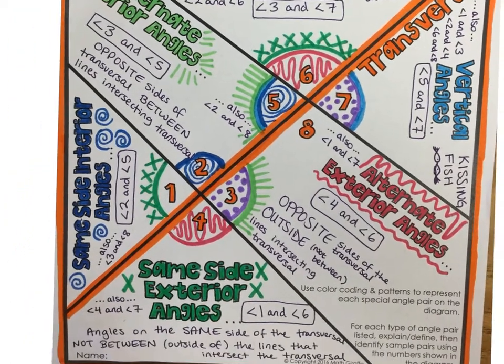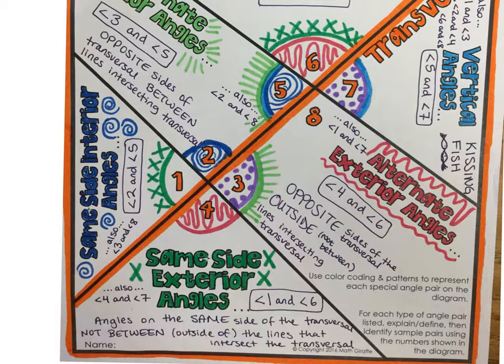Okay. The last group that we have, kind of together like alternate exterior, we have same side interior and same side exterior. So the interior and exterior part is the same. The interior part means that it's going to be on the inside of the train tracks. The exterior means that it's going to be on the outside of the train tracks. Same side refers to the transversal. It means same side of the transversal, but inside the train tracks. And we're going to use these blue swirls to kind of see that.